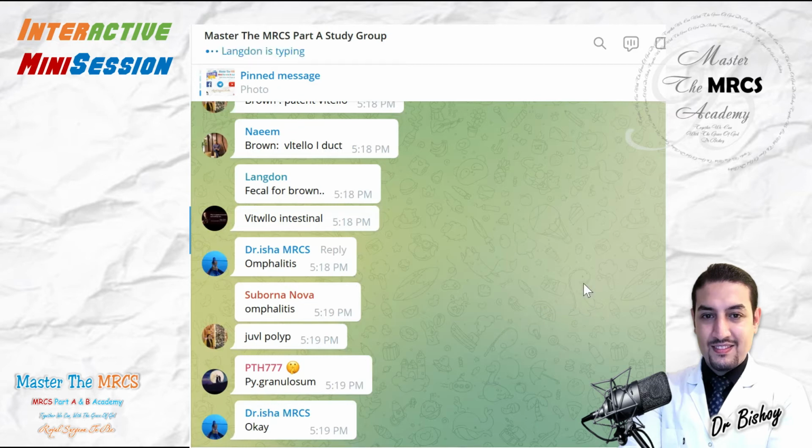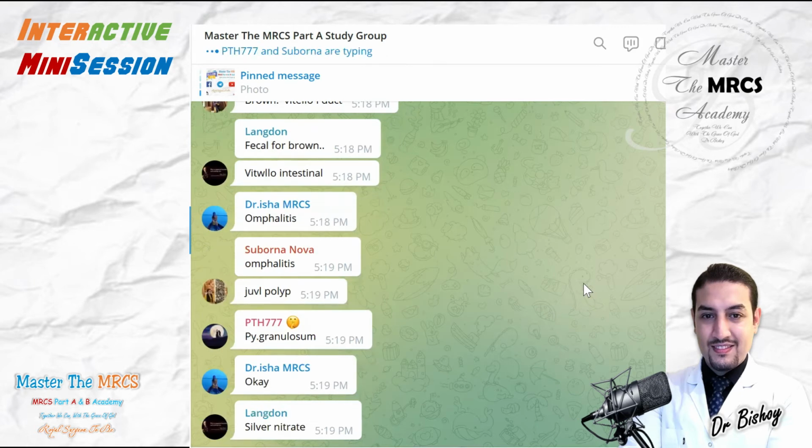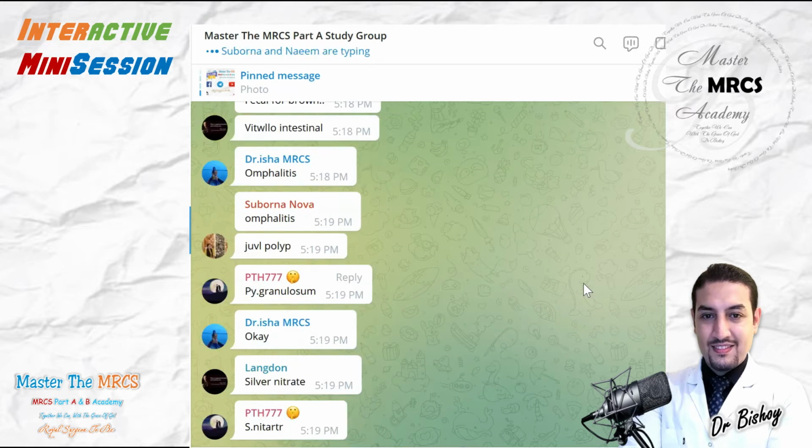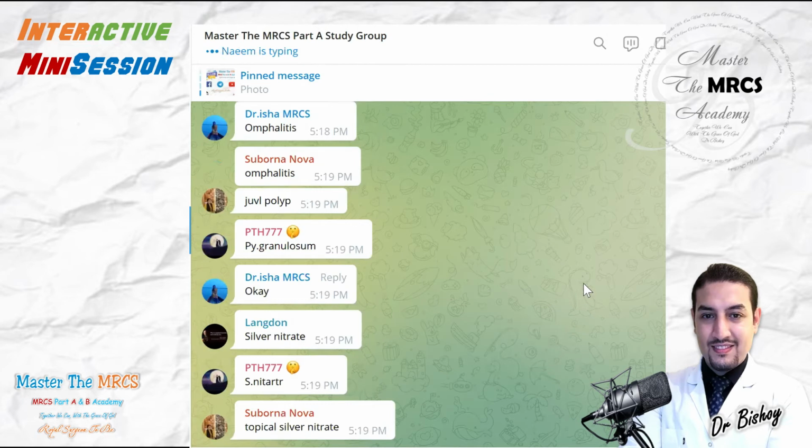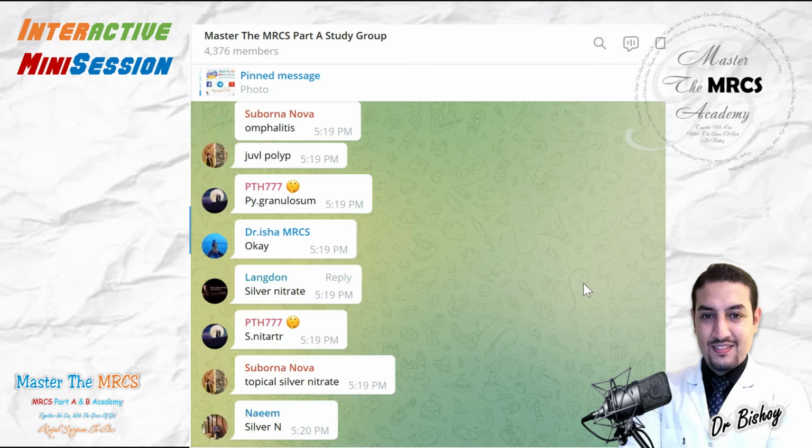How would you like to manage this umbilical granuloma? Surgical excision of this umbilicus? Excision of the granuloma. How about a more simple procedure like topically applied silver nitrate? Okay. Keep surgery in pediatrics the last option unless it's life-saving.